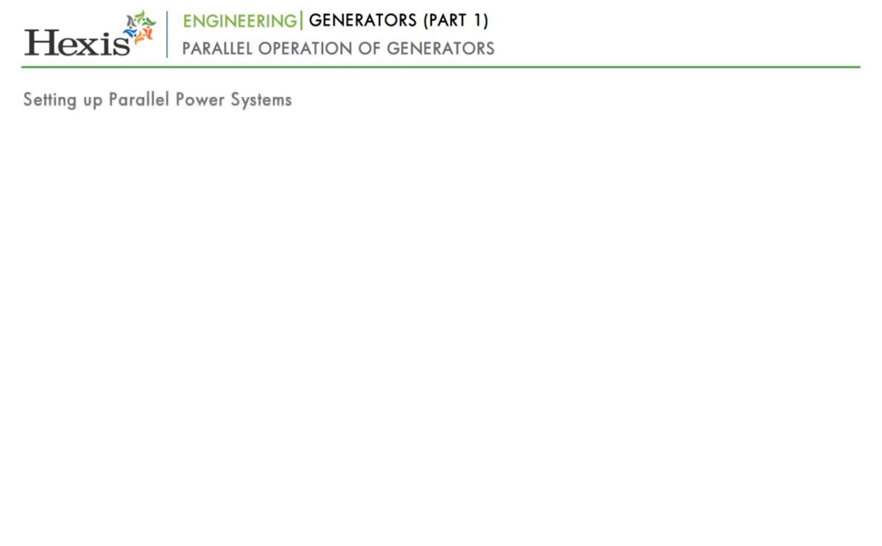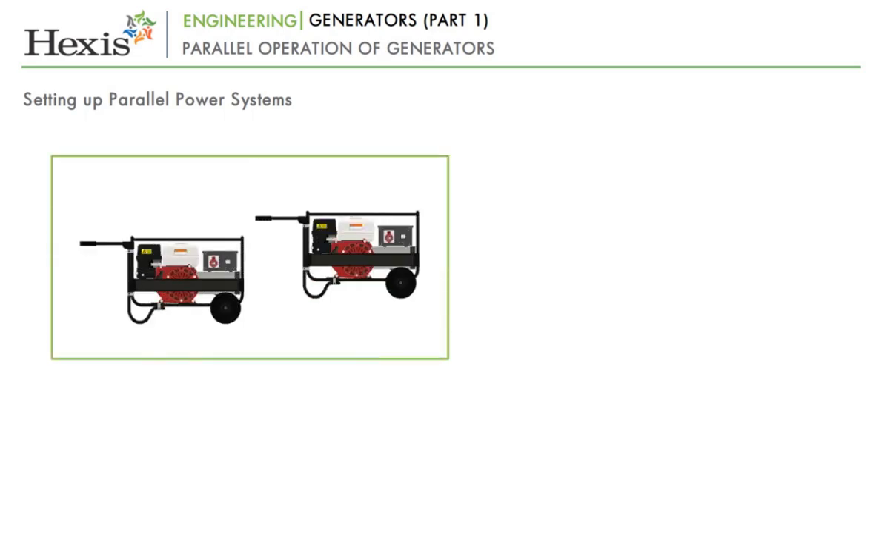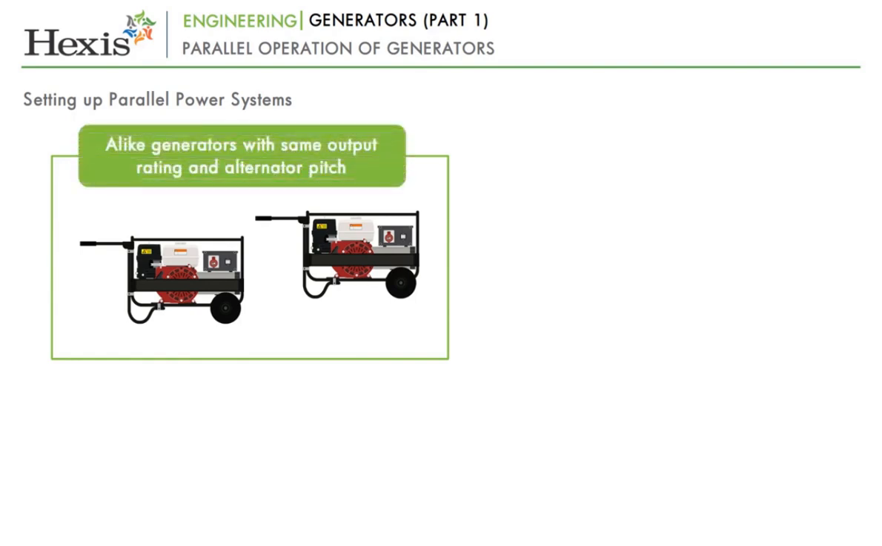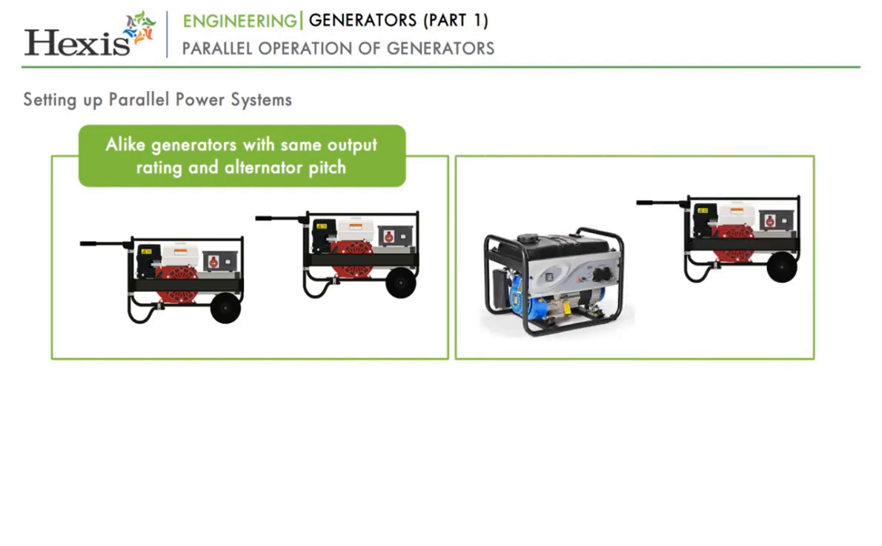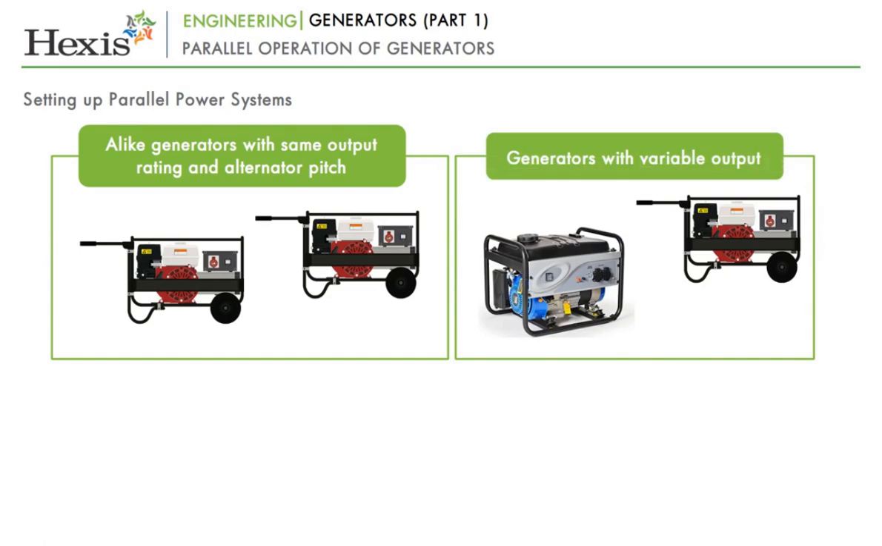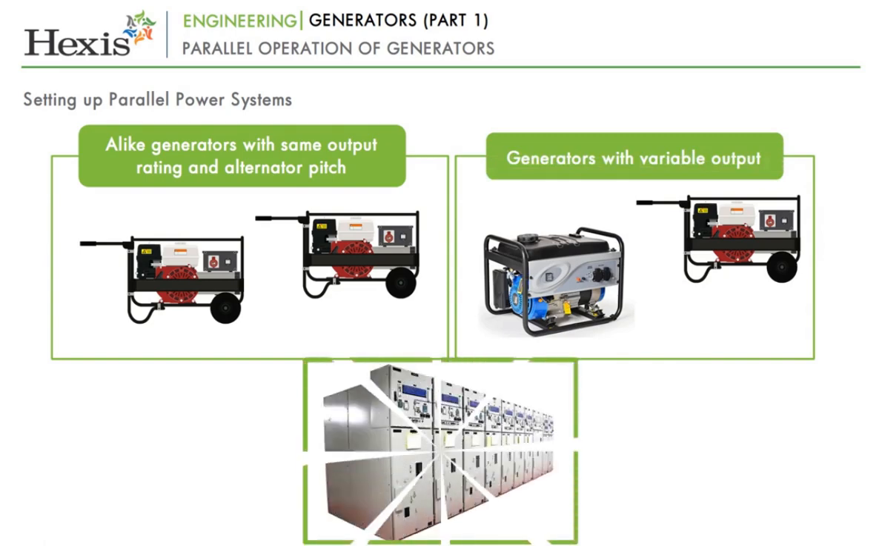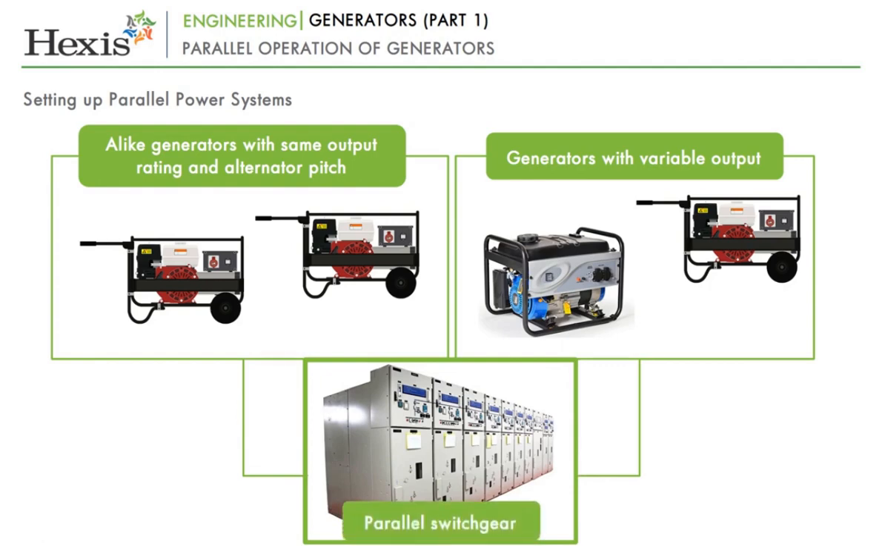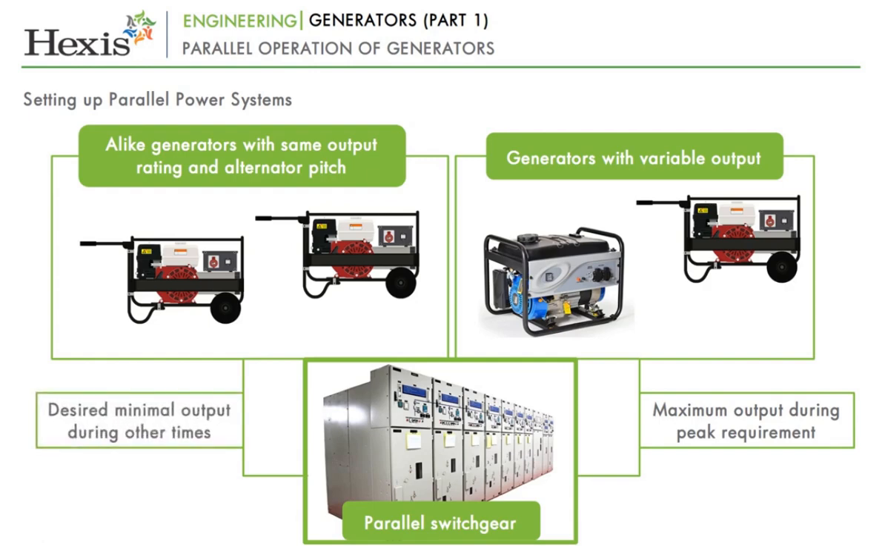Let us now take a look at how parallel systems are set up. There are 2 ways of setting up a parallel system. First, we can use generators that are exactly alike or at least have the same output rating and alternator pitch. Second, using a more flexible approach, we can use 2 or more generators of variable output. In either scenario, these can be connected in parallel with paralleling switchgear to achieve maximum output during peak requirement or the desired minimal output during other times.